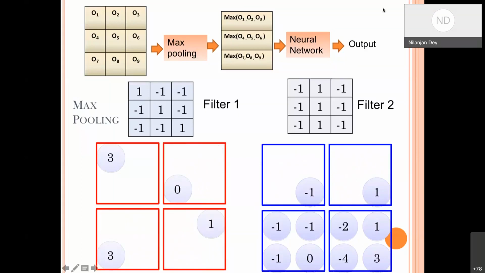There can be max pool, there can be average pool. It depends upon which type of network framework you are using. But generally, we use max pooling. So it's a generic framework of a convolutional neural network, where you have the input layer, the convolution layer, the pooling layer, and lastly your fully connected layer.